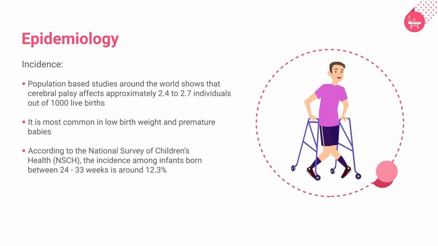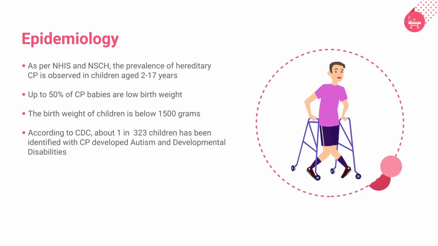Based on population-based studies around the world, cerebral palsy affects approximately 2.4 to 2.7 individuals out of 1,000 live births. It is most common among premature babies and those born with low birth weights. According to the National Survey of Children's Health, NSCH, the incidence among infants born between 24 to 33 weeks is around 12.3%. As per the National Health Interview Survey, NHIS, and NSCH, the prevalence of hereditary cerebral palsy is observed in children aged 2 to 17 years.